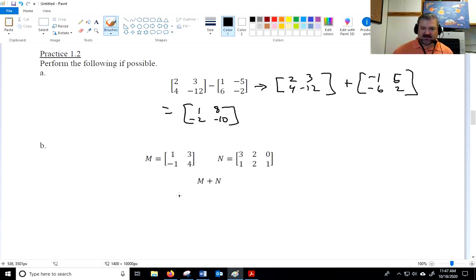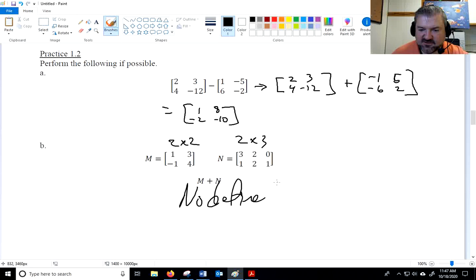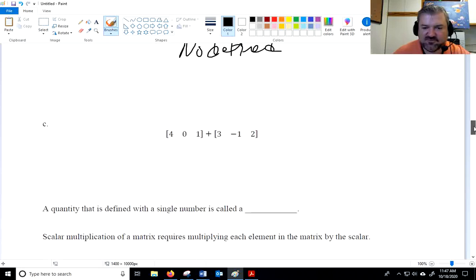All right, we're going to add m and n. Oh, wait a minute, though. This is a 2 by 2, and this is a 2 by 3. I almost didn't notice that third column. That's not defined, y'all. Did you catch that? I hope so. All right, there's one more practice problem, so give this one a try if you haven't already.